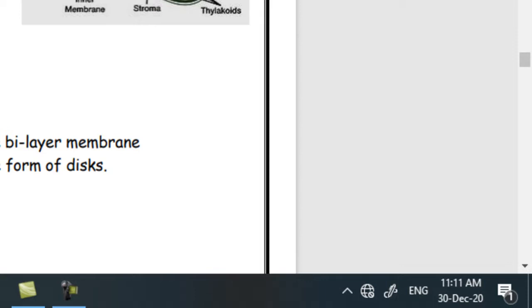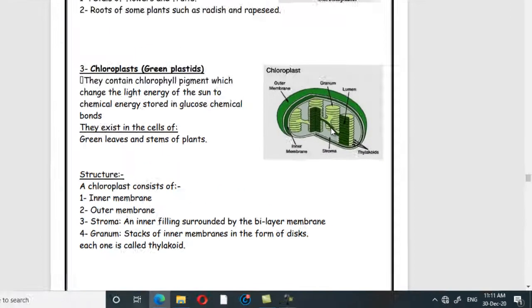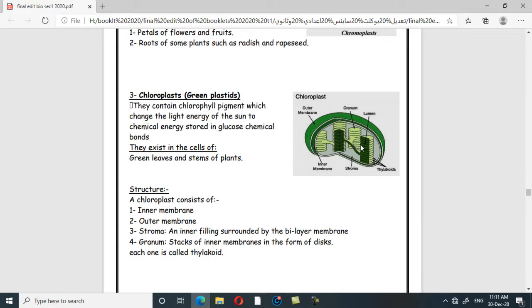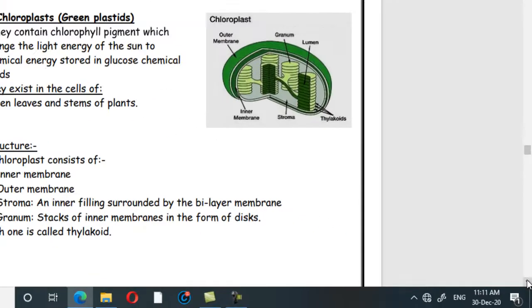The chloroplast has a pigment called chlorophyll which gives it the green color, and it consists of a double membrane, the first one and the second one, and inside it there are discs. Each one of them is called a thylakoid. About 10 to 15 of these discs above each other are called a granum, and all of them are called the grana, the plural, and the liquid inside is called stroma. So we have three types of plastids: chromoplast, chloroplast, and leucoplast.